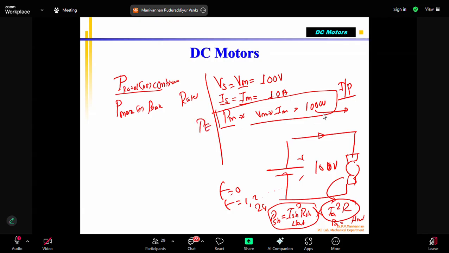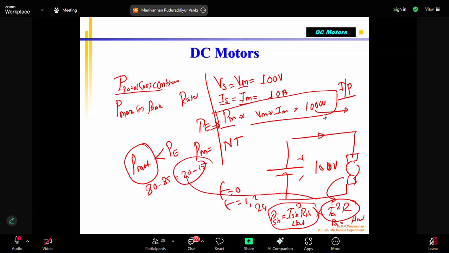I say PE. PE is the motor voltage multiplied by motor current, the 100 watt, because this is the input power. But mechanical power equals motor speed multiplied by torque, correct? So this is called mechanical. I say P mech will always be lesser than PE. That depends on efficiency. P mech will be 80 to 85% or 75 to 80%, correct? But what happens to the remaining? The 20 to 15% is wasted as heat in the armature coil, and as mechanical friction in the bearing, correct?